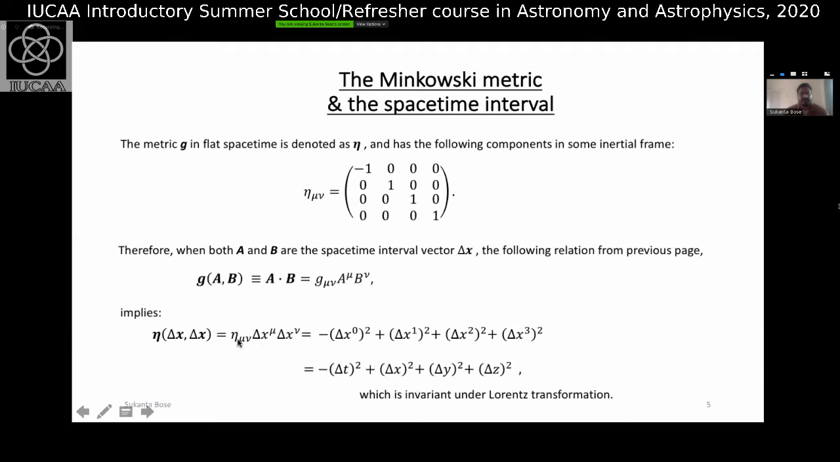So the next diagonal component is eta 1 1, which is unity here in this matrix. And this will be delta x1 times delta x1, so that is delta x1 squared, with that +1 here. And similarly, delta x2 squared, delta x3 squared.